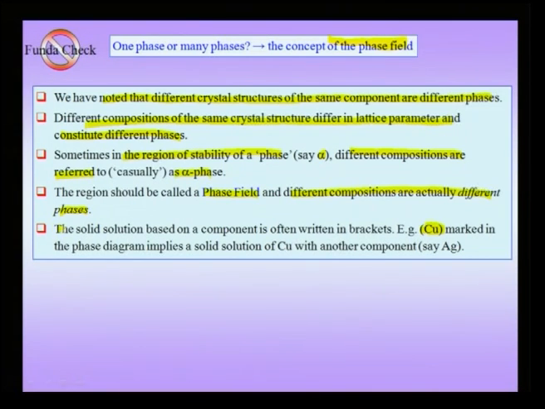And often the solid solution based on a component is written in brackets. For example, copper put within brackets implies a solid solution of copper, say with some other component like, for instance, silver. Okay.